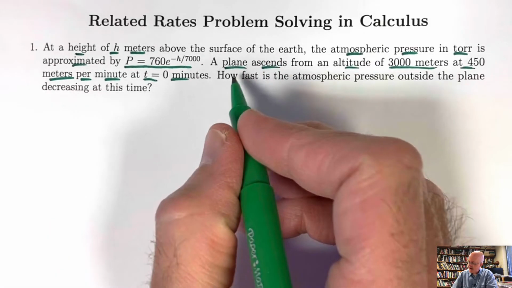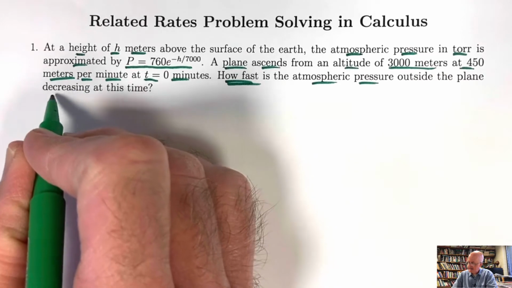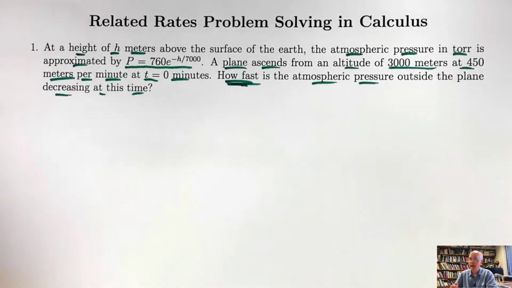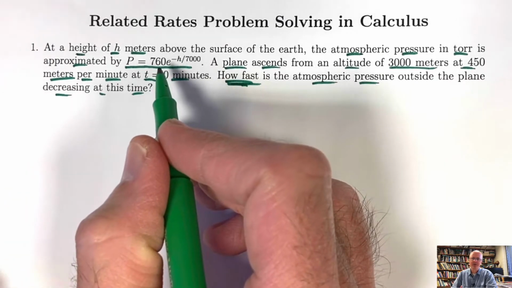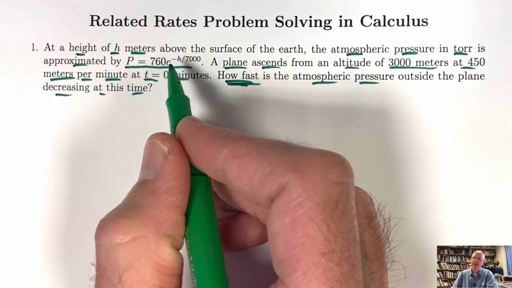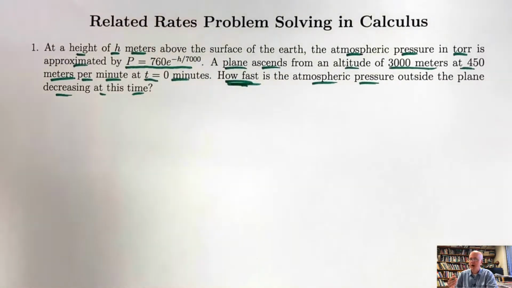The question is, how fast is the atmospheric pressure outside the plane decreasing at this time? We want to know a question about a rate of change, about a derivative. Instantaneous rate of change if you want to be a little bit more precise. What's going on here? This equation is true, giving you pressure as a function of height without thinking about time effects. However, with related rates problems, you always have time involved.